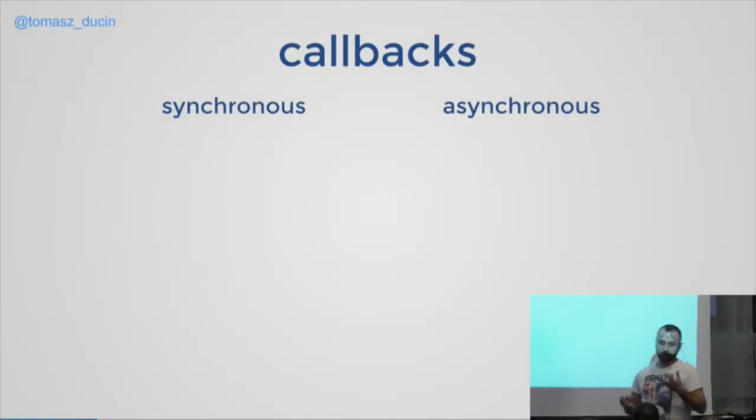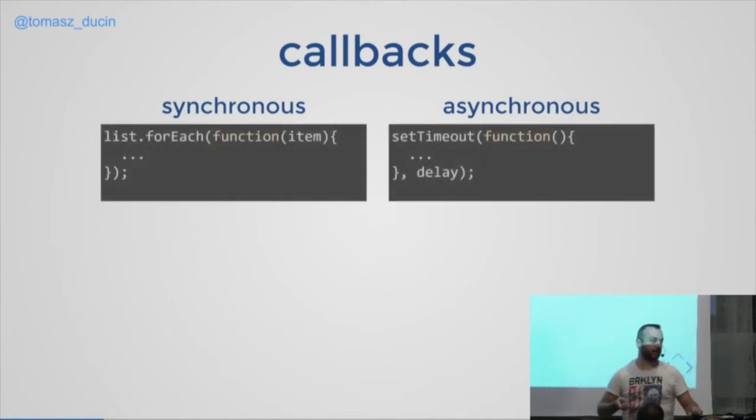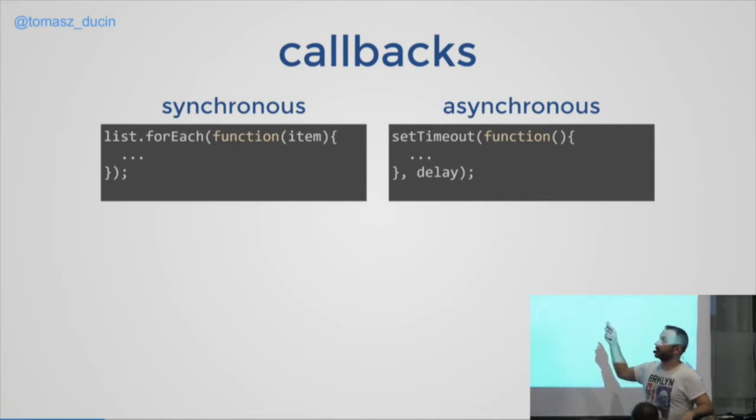So the most important thing for us to realize is which callbacks are executed in a synchronous manner and which are executed in an asynchronous manner. The easiest example for synchronous is, let's say, array forEach, map, filter, find, reduce, and all these kinds of functions. And for asynchronous, it's setTimeout.